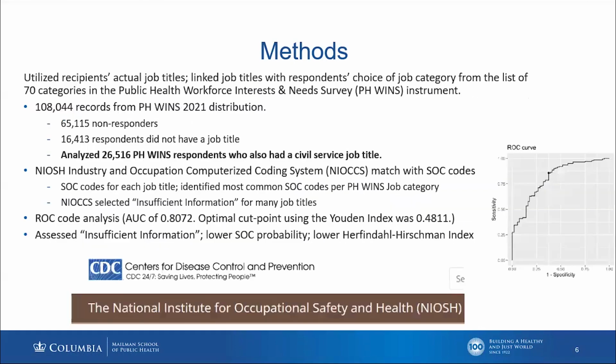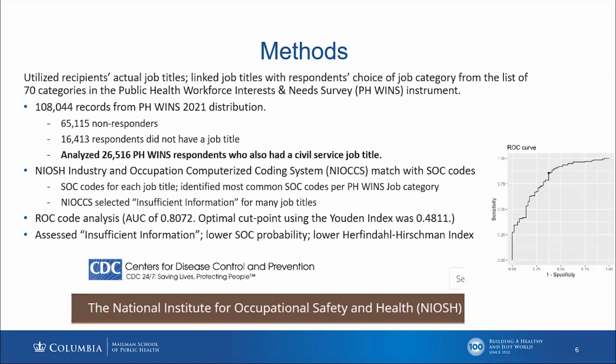So we started out by looking at prior attempts to build a taxonomy and how those might match with the standard occupational classification codes. The second step, which is the heart of this study, is that we were able to access data from the Public Health Workforce Interests and Needs Survey instrument, and we were able to get the actual job titles of the recipients of the survey, which included those who responded as well as non-responders. So we focused on those individuals who responded to the PHWINS survey and who also had a job title, which is basically the job title of their position in their local or state health department.